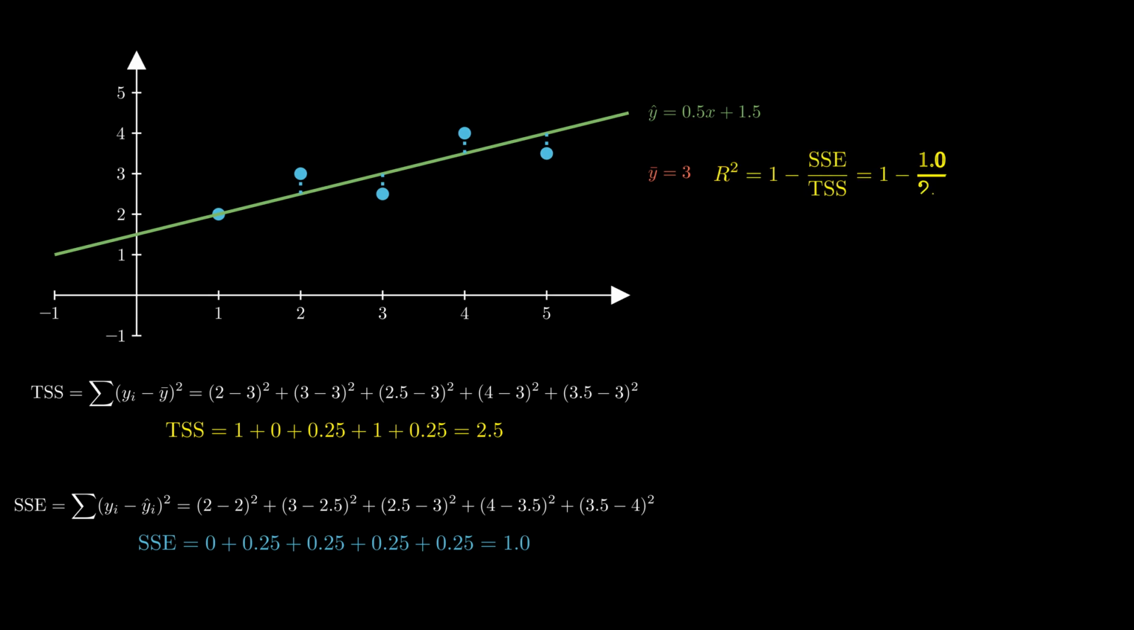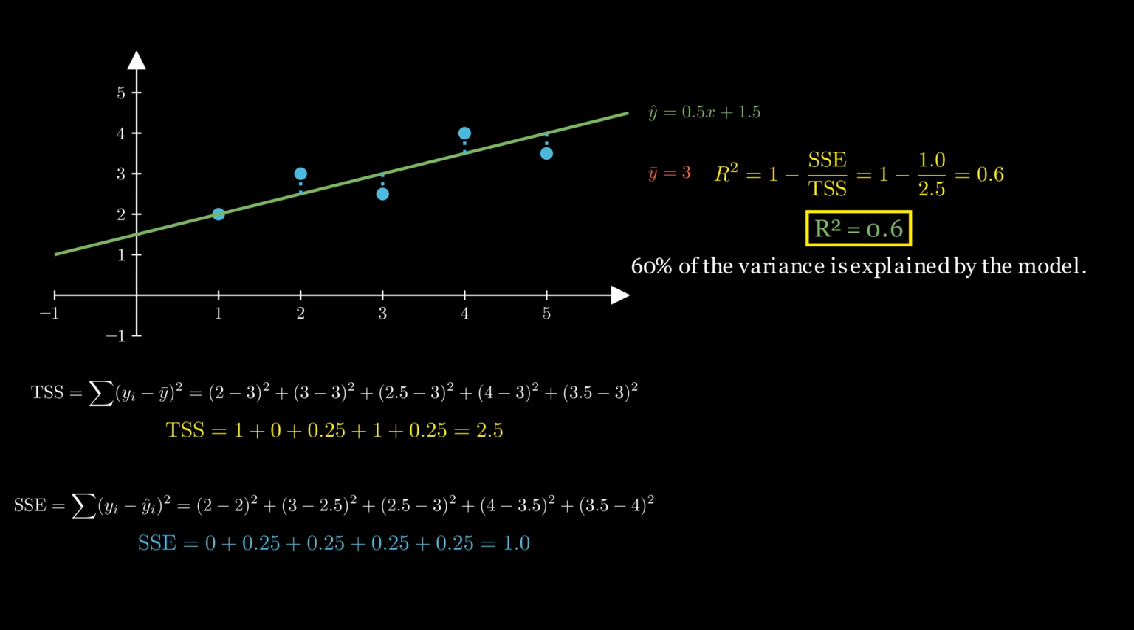R squared represents the proportion of variance explained by the model. It is calculated as 1 minus the ratio of SSE to TSS. In this case, R squared is 0.6, which means that 60% of the variance in the data is explained by our model.